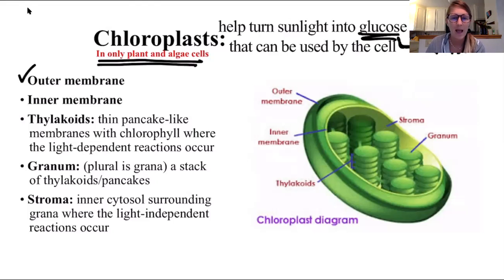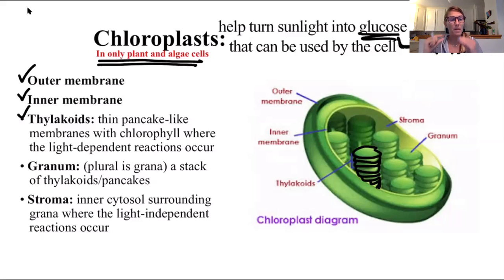So chloroplasts have an outer membrane and an inner membrane, just like a mitochondria, right? But chloroplasts are a little more complicated in structure, and that's because inside the inner membrane, they have what are called thylakoids, right? These are these thin pancake-like structures, right? I always think of them that they look like little pancakes.